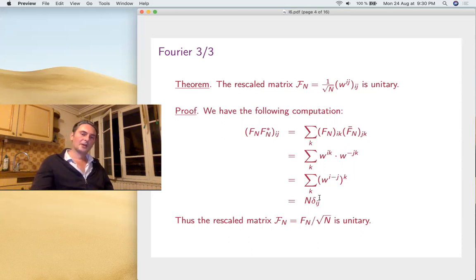Okay, so that's the formula that we need. It's something with roots of unity, but it's just the fact that the barycenter of a regular polygon is 0, unless the polygon is degenerated. So now this means that FF star is n times the identity. So if you rescale, you get a unitary.